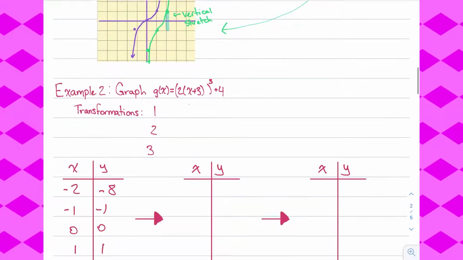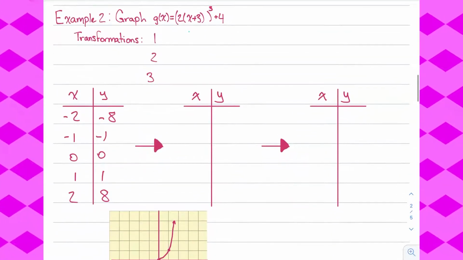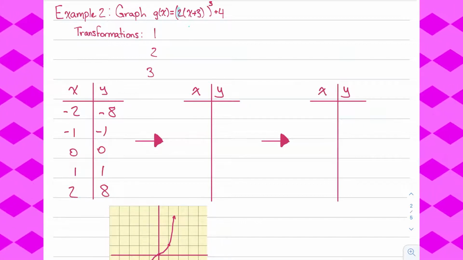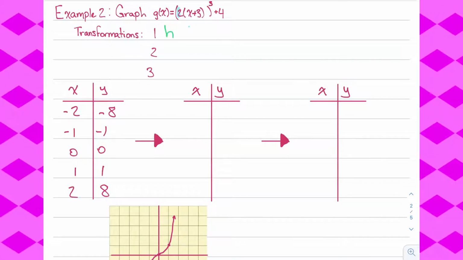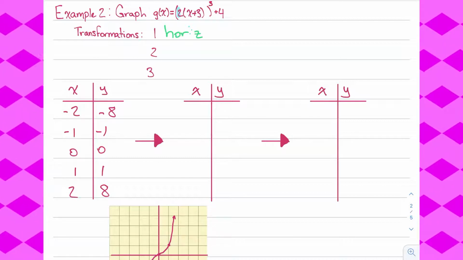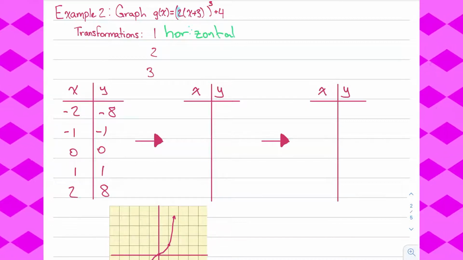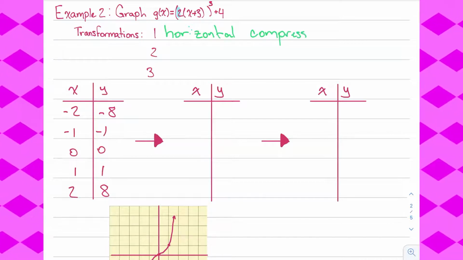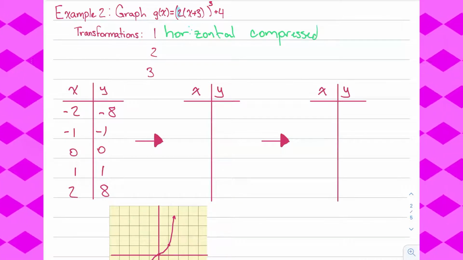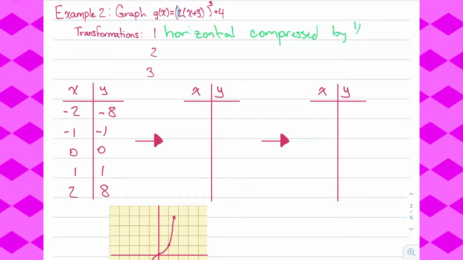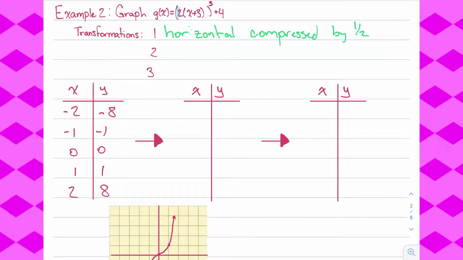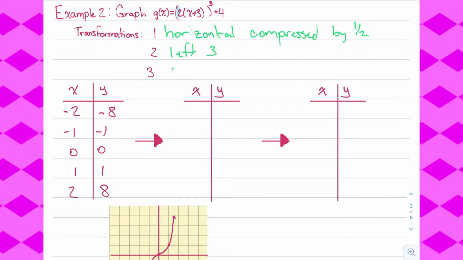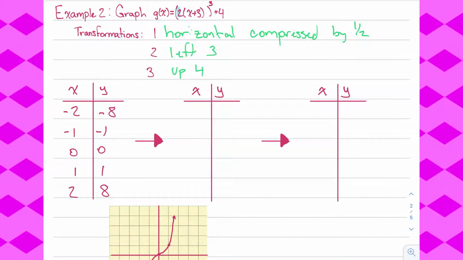All right, so let's check out another example. This time we still have that 2, but it's inside the parentheses, it's happening inside the cubed, that means it's a horizontal stretch or compression. And because everything inside the parentheses happens the opposite of what you might expect, it's a horizontal compression. Instead of being twice as wide, it's half as wide. Now that +3 is a translation left 3 units, and that +4 is a translation up 4 units.